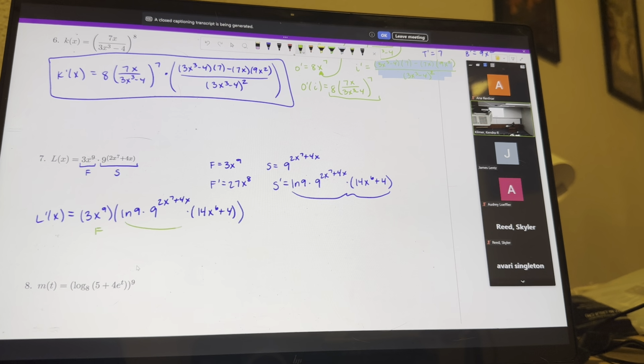First times the derivative of the second, plus the second, 9 to the 2x to the 7th plus 4x, times the derivative of the first, 27x to the 8th. So first times the derivative of the second plus the second times the derivative of the first.